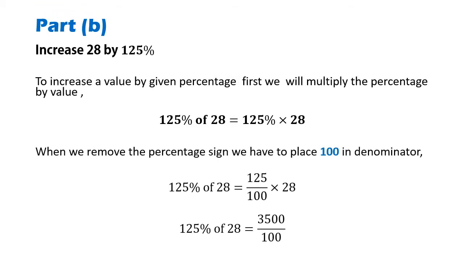Part B. Increase 28 by 125%. To increase a value by a given percentage, first we will multiply the percentage by the value. Then we remove the percentage sign by placing 100 in the denominator and simplify as shown in steps.